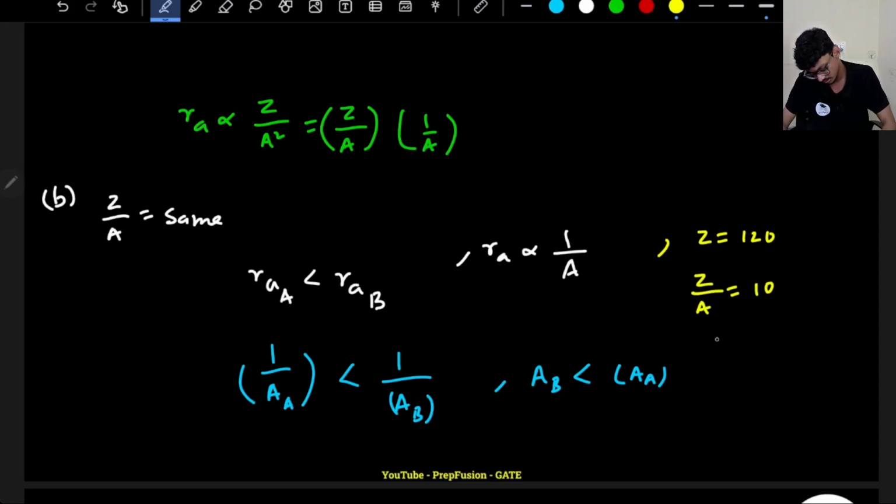So in this case, if Z by A is the same for both of them, then if A is higher, B will also be higher. So if I assume the number of conductors in machine A is 120, and Z by A is 10 assumed, right? I'm just assuming numbers here. So what will be the parallel paths of A? The number of parallel paths of A will be 12, right? What will be the number of parallel paths of B? So ZA is 120 and Z by A is this, right?